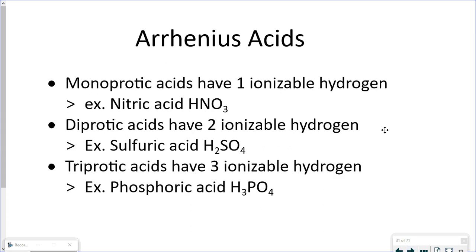So Arrhenius acids, we actually state if they're monoprotic, diprotic, or triprotic. This just looks at how many ionizable hydrogens the acid will have. Mono means one, so monoprotic acids have one ionizable hydrogen, something like nitric acid with only one hydrogen. Diprotic acids have two ionizable hydrogens, so something like sulfuric acid. And then triprotic acids have 3 ionizable hydrogens, like in phosphoric acid.